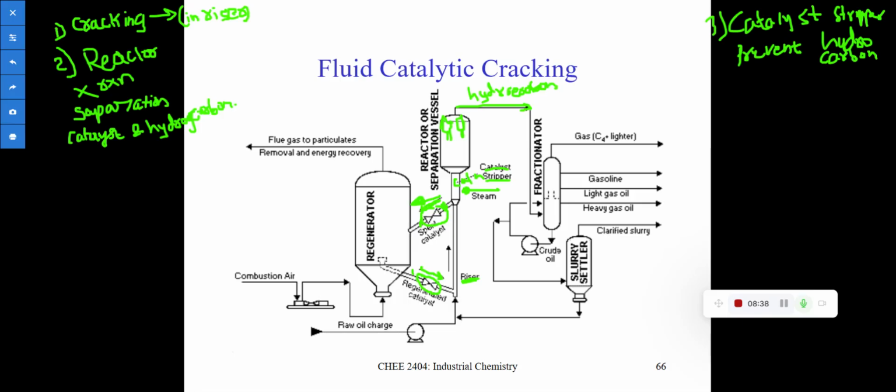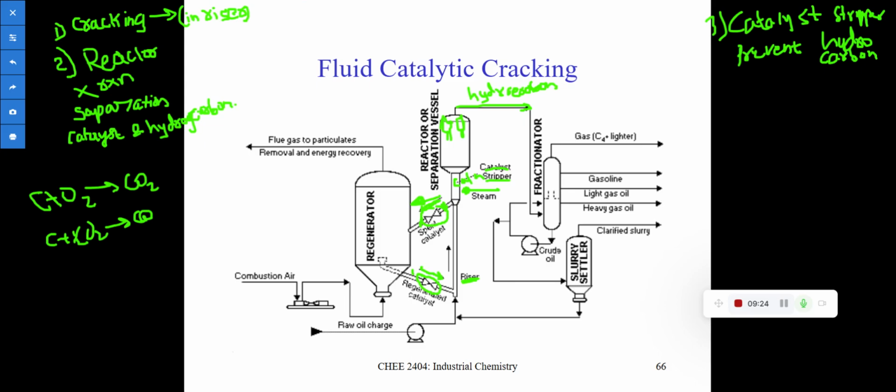In this process, the spent catalyst is going to the regenerator, and whatever spent catalyst we have in the regenerator reacts with the atmospheric air. It could cause two reactions: one is carbon plus O2 gives rise to CO2, and carbon plus half O2 gives rise to CO.